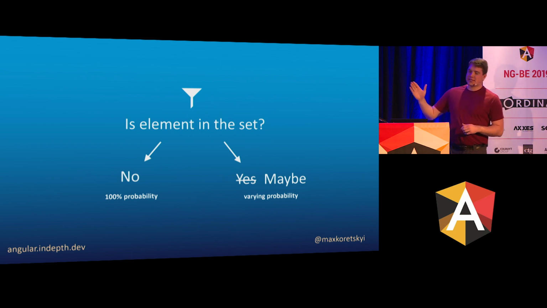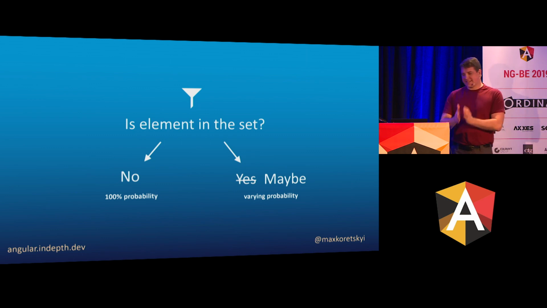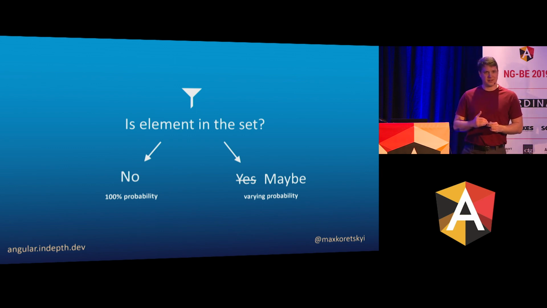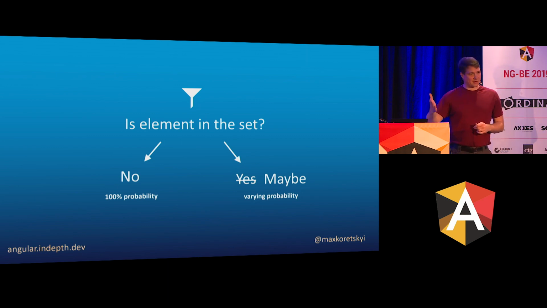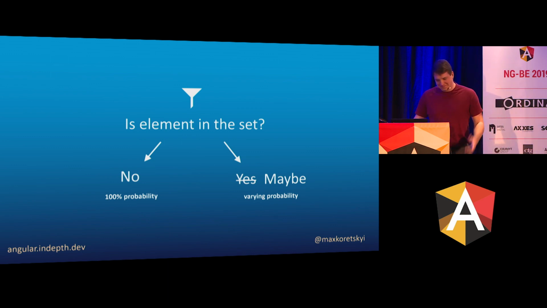Now, when do you think it makes sense to use this kind of data structure? Again, when it's no, it's always correct. When it's yes, we don't know. So when do you think you need to use this kind of data structure? When most of the answers you expect to be no. And there is a case in Angular where they think that no is the most common answer.